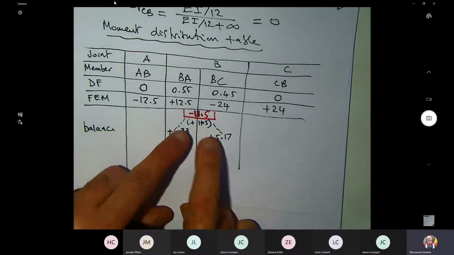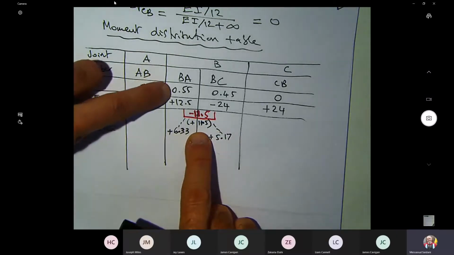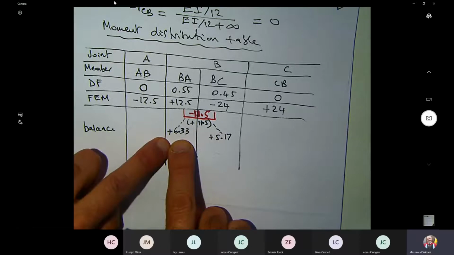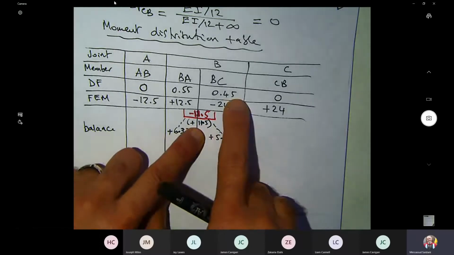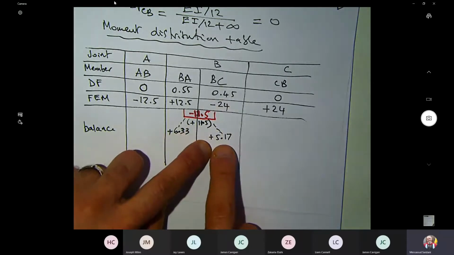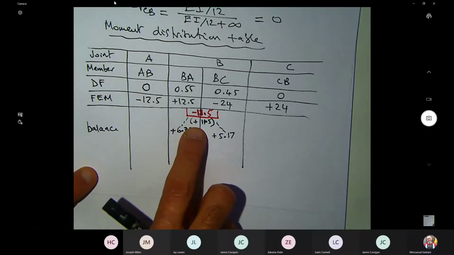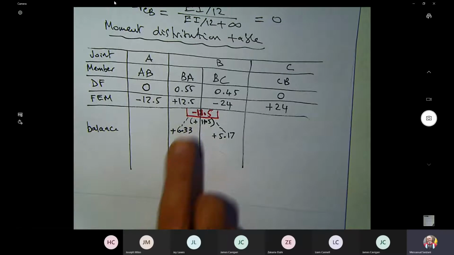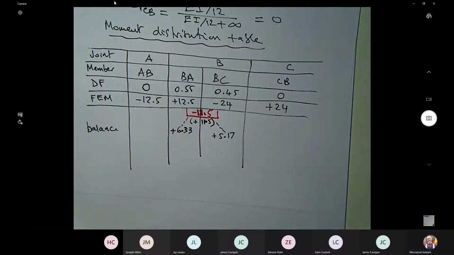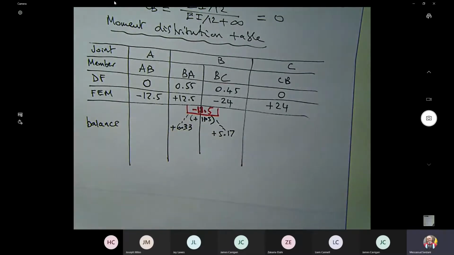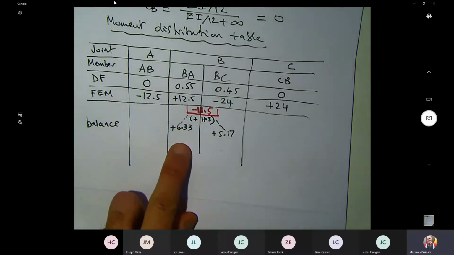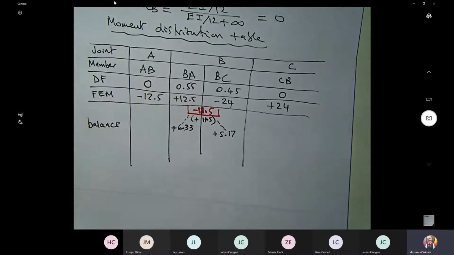So I repeat, you multiply 11.5 times 0.55, it gives you 6.33. 11.5 times 0.45 gives you 5.17. What do you notice if you add these two together? What do you get? Exactly. Okay. So this is the balance. So now that moment at B, I have now balanced it. I have balanced it at B by giving 6.33 to BA and 5.17 to BC.